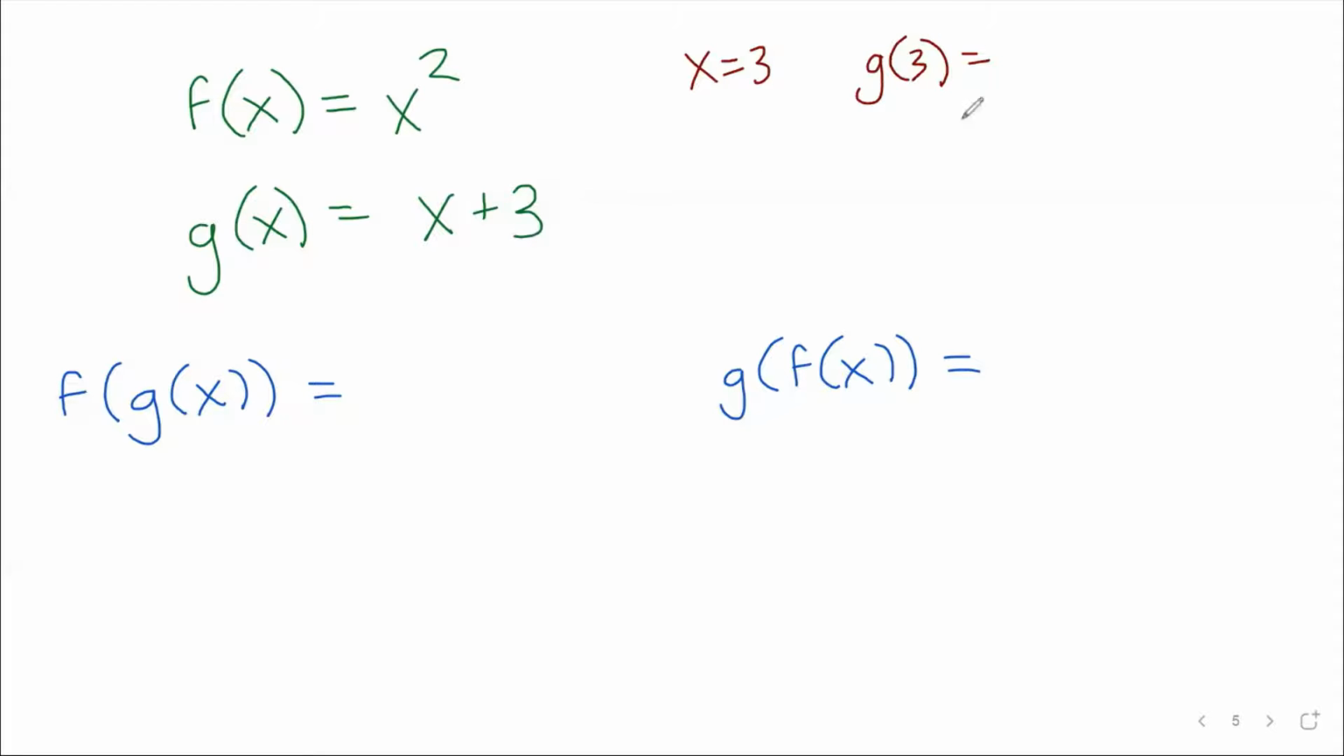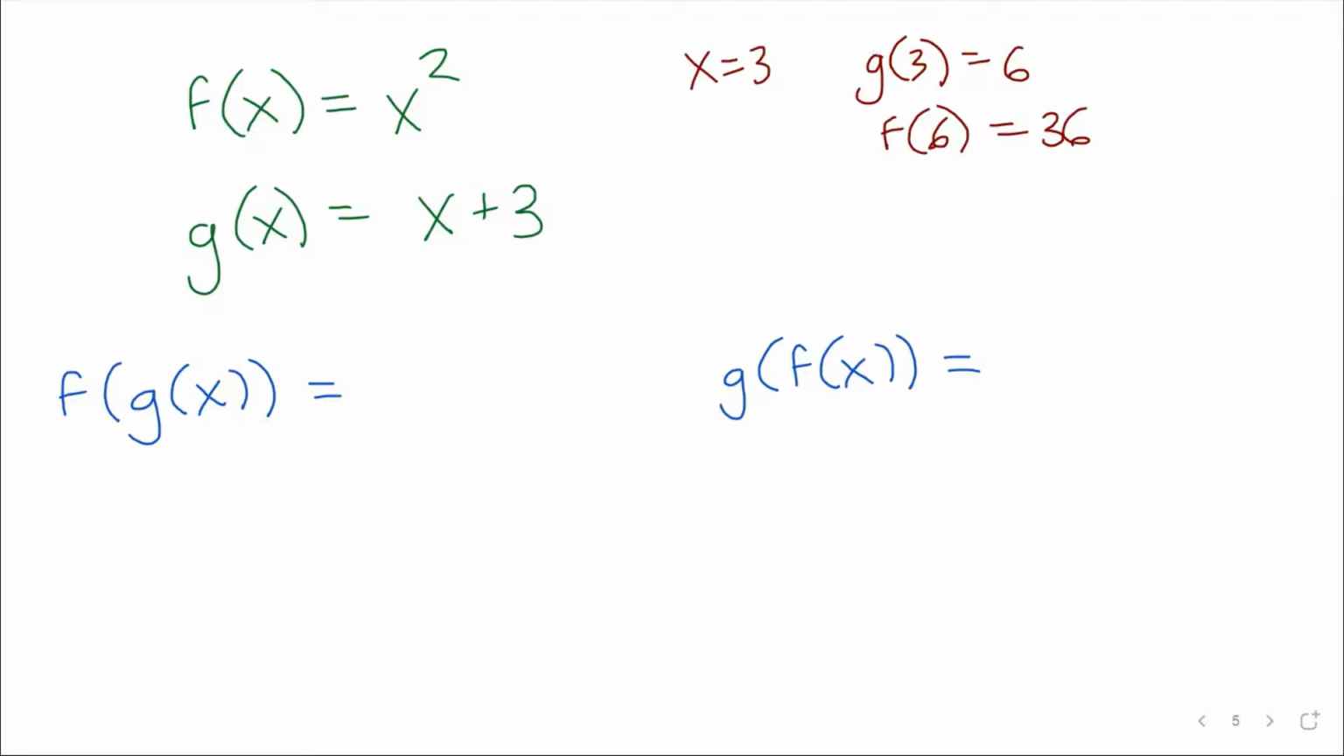which would be 3 plus 3 is 6. And then we would have f of that result. So f of 6, which then 6 squared would be 36. So this is different than multiplying the two functions together. This is like doing one function and then taking that result and doing the other function to it.